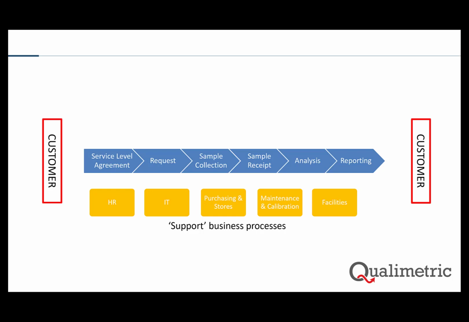So when we look at 15189, we'll see it's not just the core business aspects that are covered, but it also covers the supporting elements which support the operation of the lab, because clearly they're critical. Finally, I want to talk about management. So management has a role to play here, clearly.